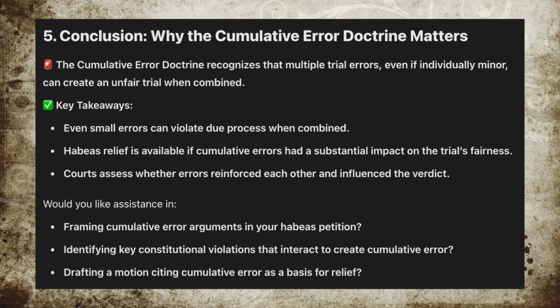Why the cumulative error doctrine matters. It matters because it recognises that multiple trial errors, even if individually minor, can create an unfair trial when combined. The key takeaways are, even small errors can violate due process when combined. Habeas relief is available if cumulative errors had a substantial impact on the trial's fairness. Courts assess whether errors reinforced each other and influenced the verdict.